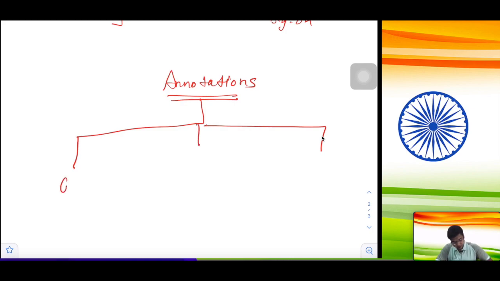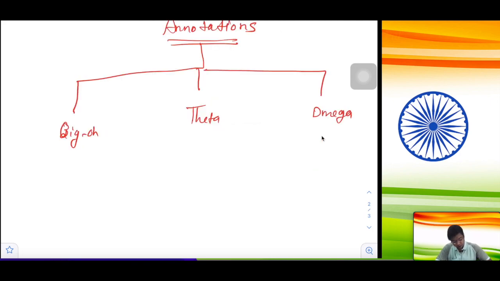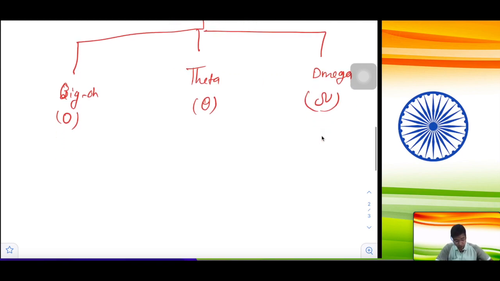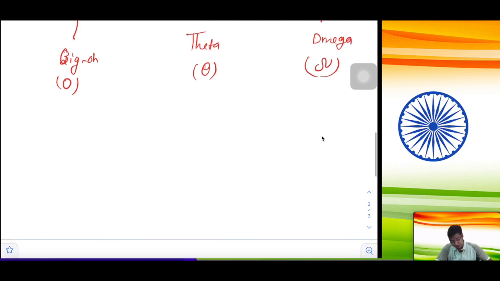First is big O, second is theta, third is omega. We denote them by the capital O for big O, theta for theta, and omega for this sign. So these signs represent the big O, the theta, and the omega.